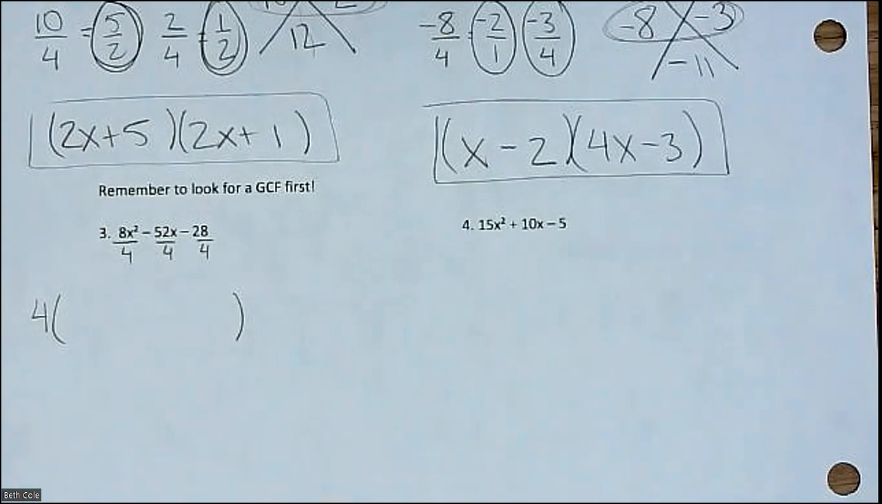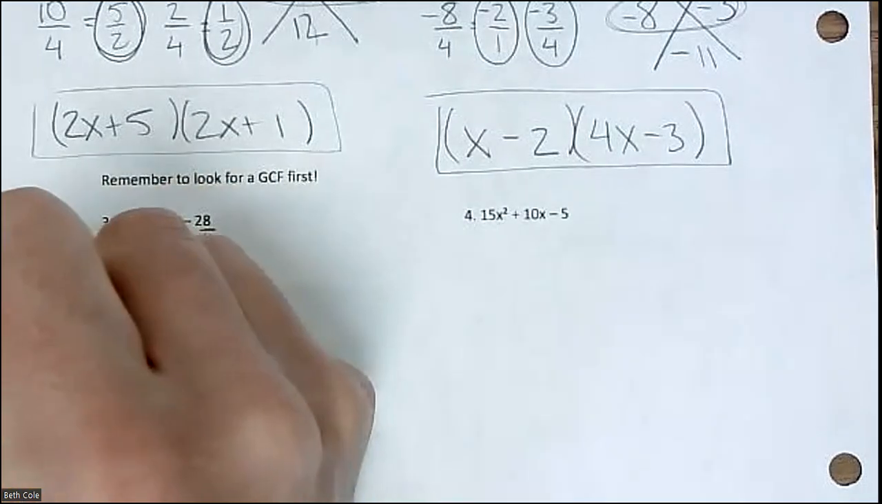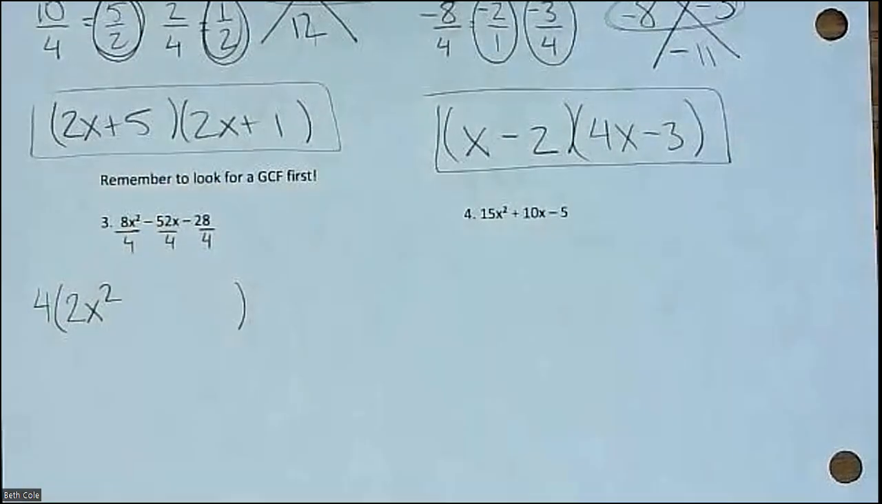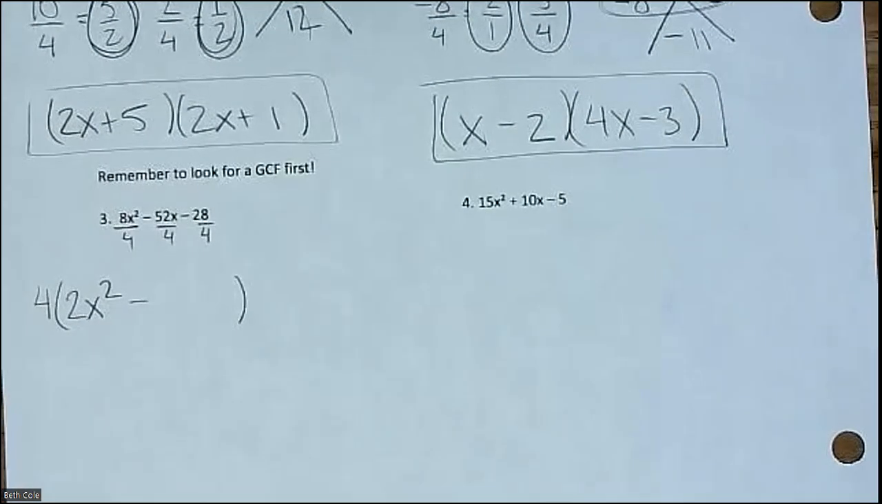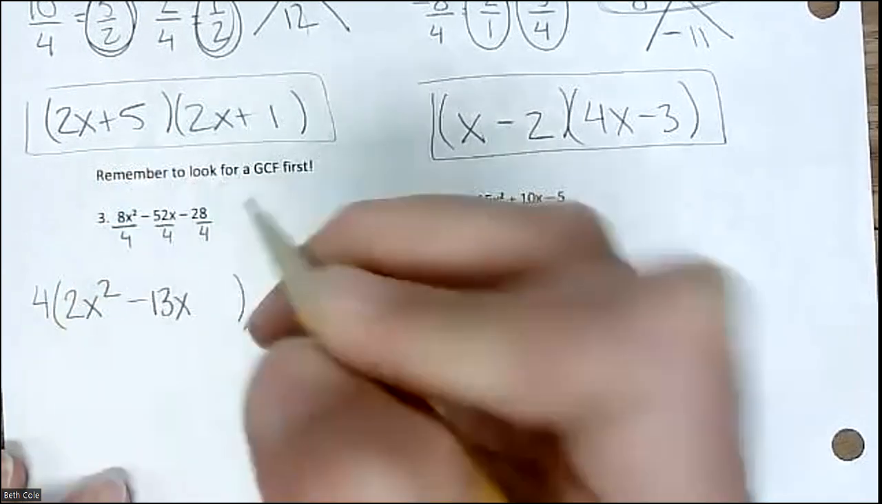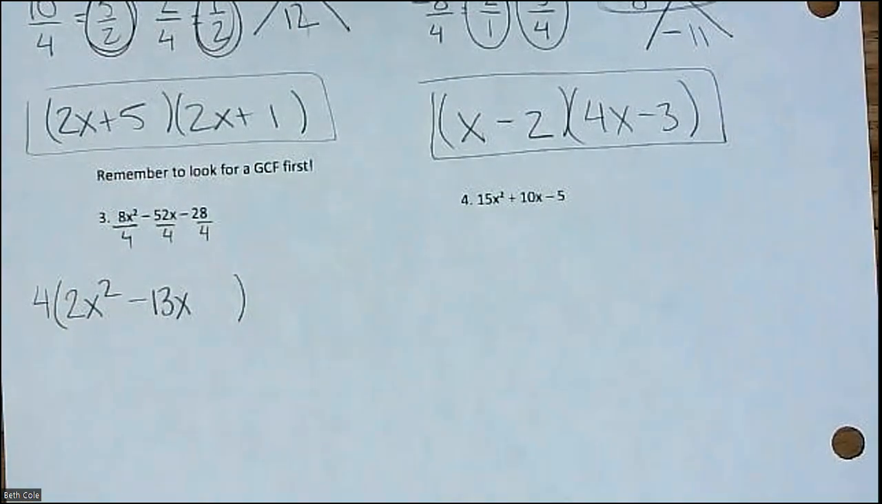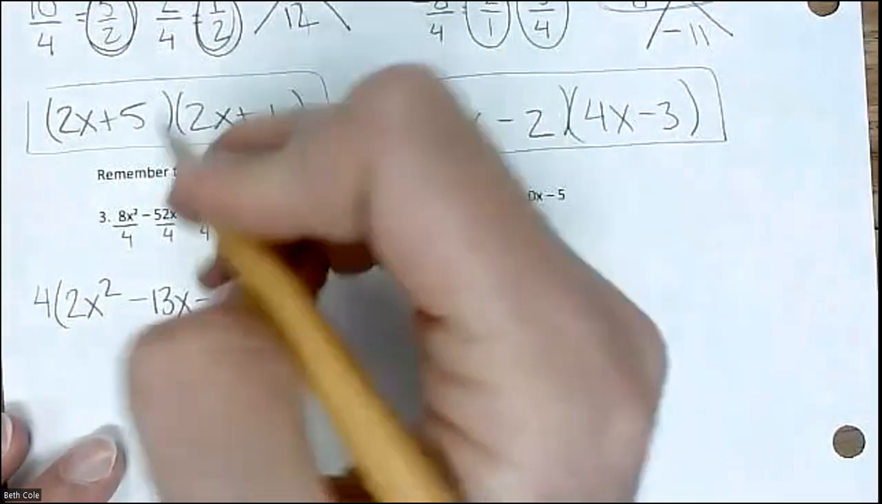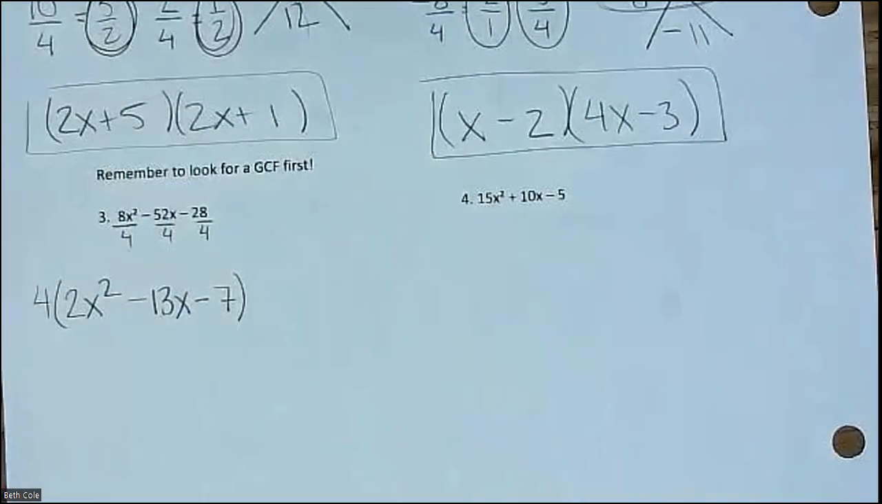We're doing this because it's not simplified. If you can take something out, you should, and that's good because it'll make the number smaller. Okay? So 8 divided by 4, 2x squared. Stick with me. You have to do a bunch of these to get the hang of it. Minus, all right, 52 divided by 4 would be 13. I just know that because I'm a math teacher. You could type it in the calculator. And then minus 28 divided by 4 is 7.